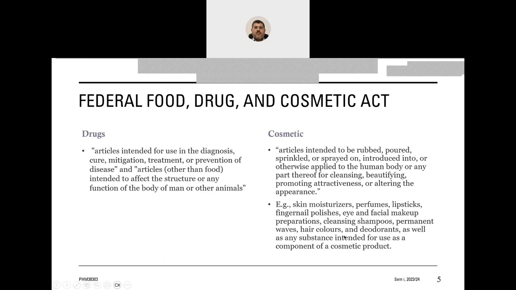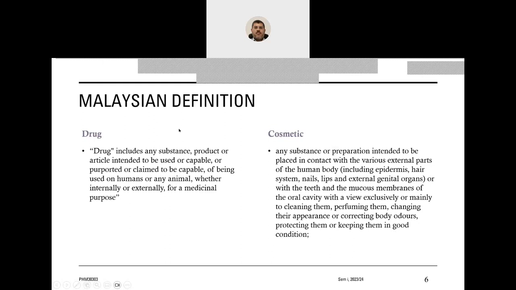Okay. In Malaysia, the Malaysian definition, as by the Drug and Cosmetics Sales Act, defines drug as any substance, product, or article intended to be used, or capable, or purported, or claimed to be capable of being used on humans or any animal, whether internally or externally, for a medicinal purpose. So for drug, it is used internally or externally for medicinal purpose.